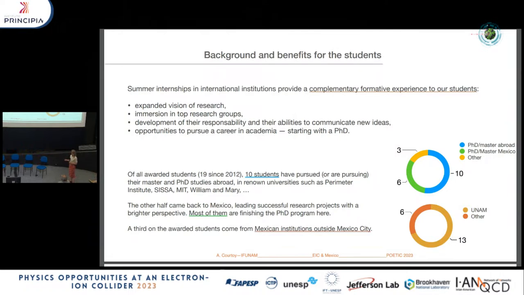And just to show what happened with those students, since 2012, we had 19 students that won this competition. Out of them, 10 students have pursued or are pursuing right now a PhD. Many of them did their stay at Jefferson Lab-related universities. So you see William and Mary and all those things, some were at Perimeter Institute. And most of them are finishing the PhD program here.